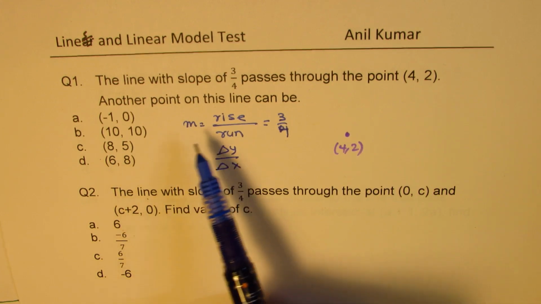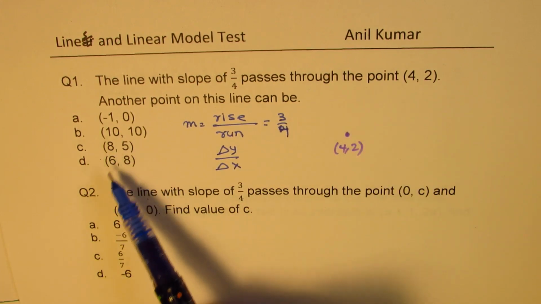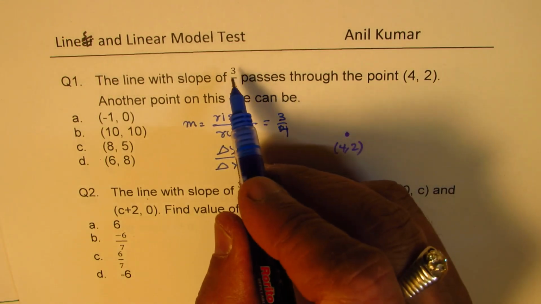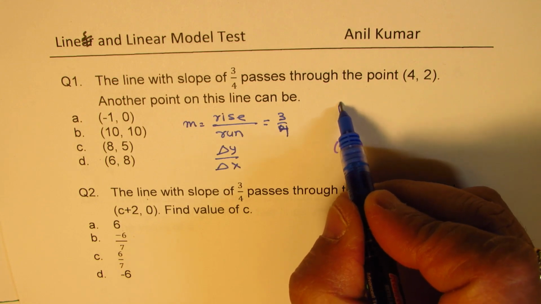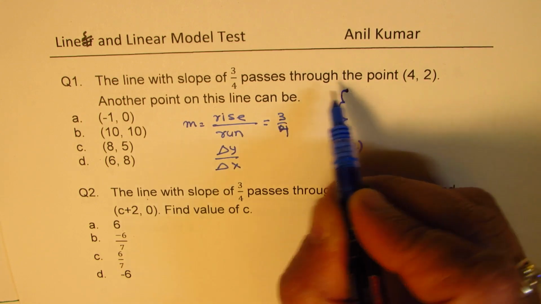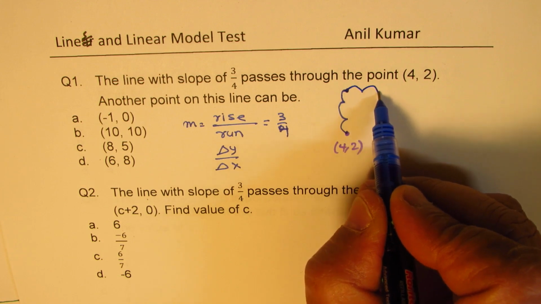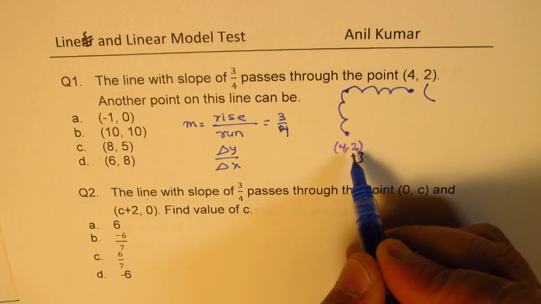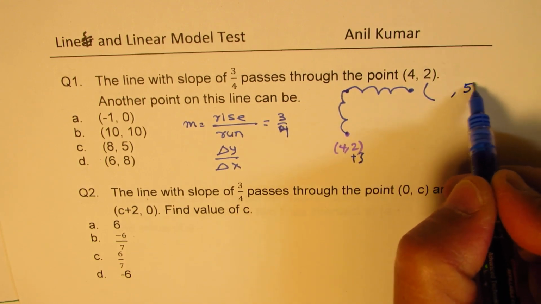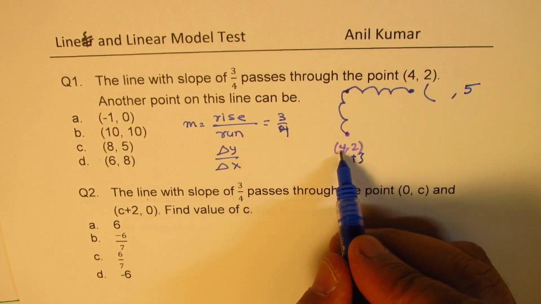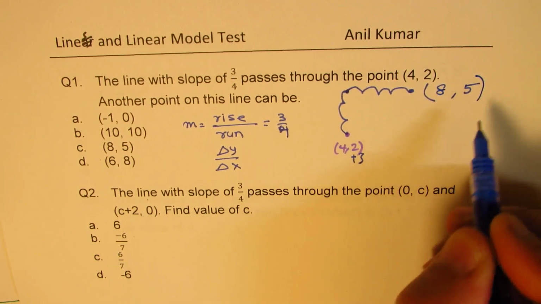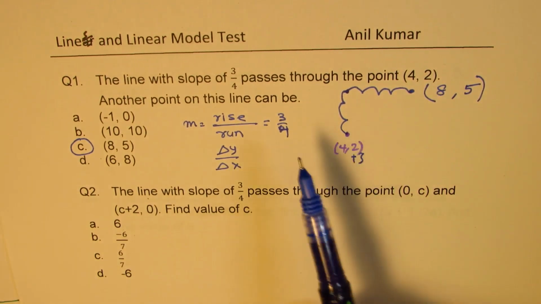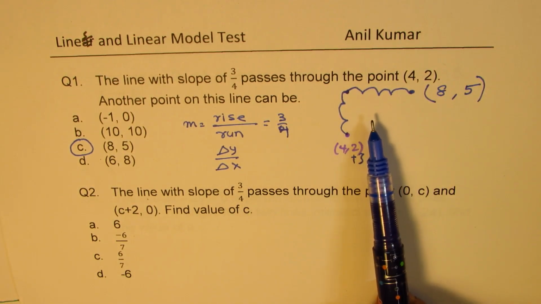So what we could do here is find the next point. These are very close by. So from (4, 2) we can go up by 3, and then the run is 4: 1, 2, 3, 4. Going up means adding 3 to the y value, which is 5 now, and a run of 4 means adding 4 to 4, which is 8. So we do get the point (8, 5), which matches. So that could be the fastest way of doing it. You get my point, right?